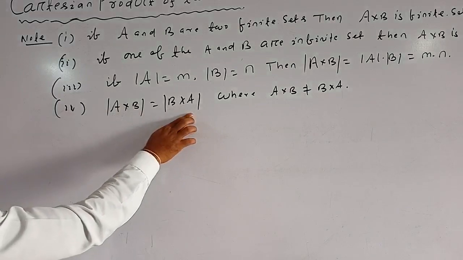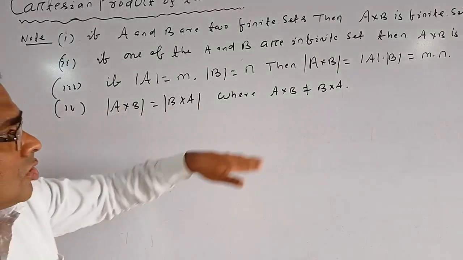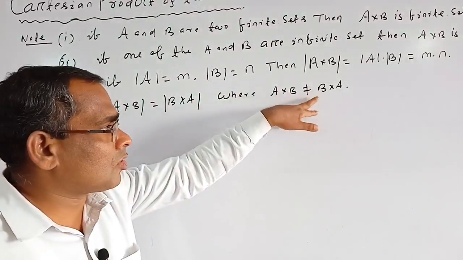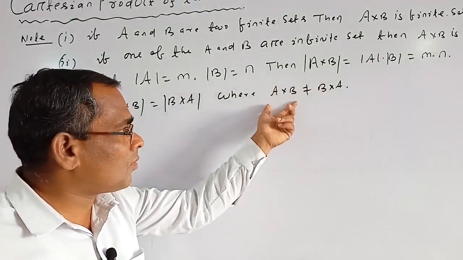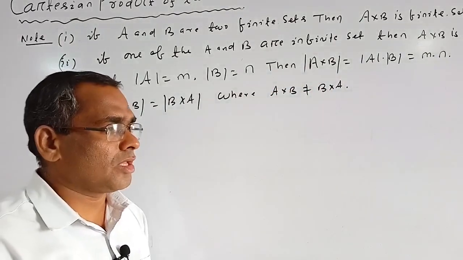Okay, so mod of A cross B is equal to mod of B cross A, whereas A cross B is not equal to B cross A. So the Cartesian product A cross B is not equal to the Cartesian product B cross A, whereas the number of elements of A cross B is equal to the number of elements of B cross A.